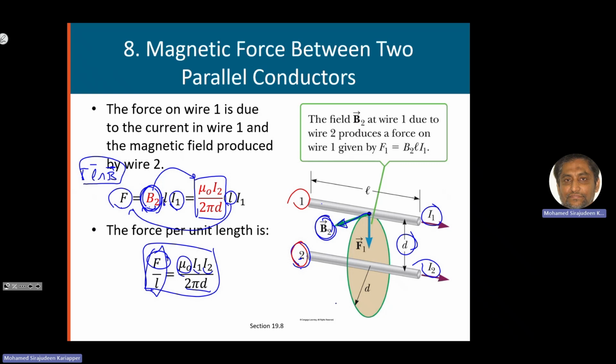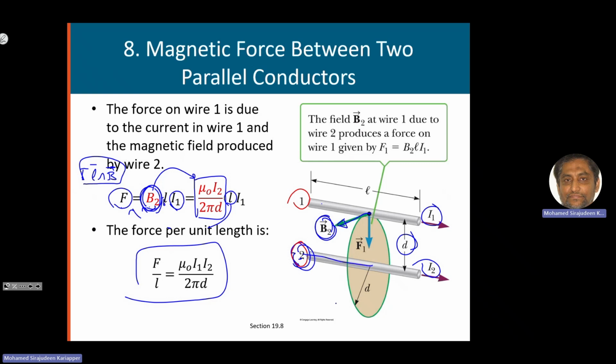So anyway, at the end we get this equation. This is what is important for you now. What is this equation for? When you have two wires kept parallel to each other, and wire number 1 has a current I1, wire number 2 has a current I2, there will be a force of 2 on 1, and this is the formula for that force.